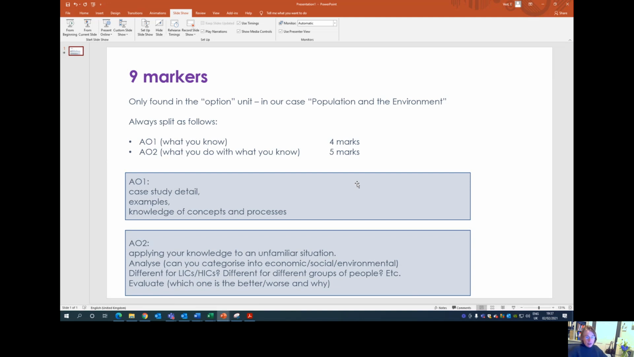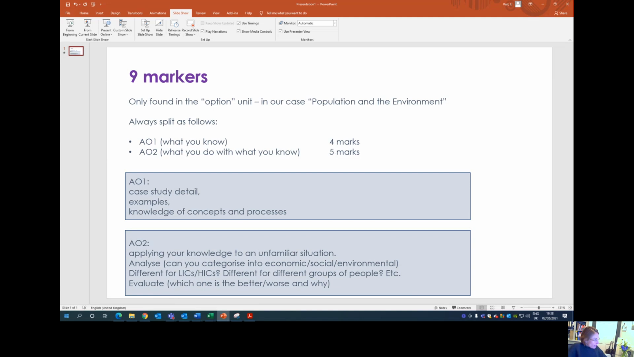You might want to look at, is it different for LICs and HICs? Is it different for different groups of people, for example? So maybe people living in rural areas will find one thing, whereas people living in urban areas will have a different experience. So all of that is examples of how you can analyse or apply your AO2 marks. And AO2 marks are important here because they're worth 5. Applying that information to an unfamiliar environment is going to give you the 5 marks out of the 9 marker. In reality, they're really not dissimilar to the 6 markers that you've had, but you just have a bit more scope to show off your knowledge, essentially.